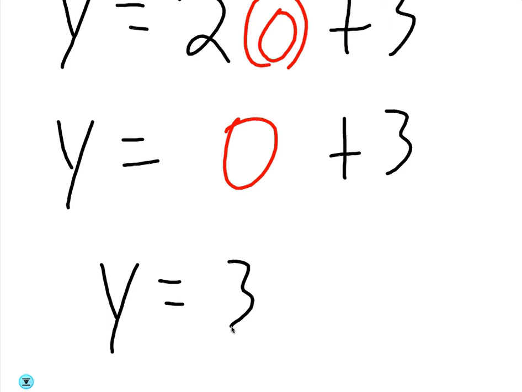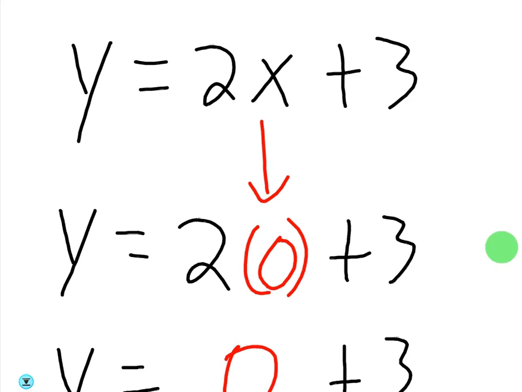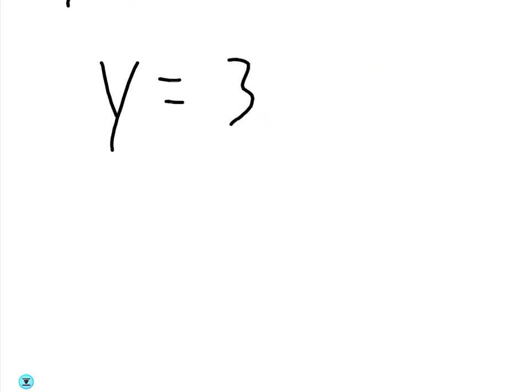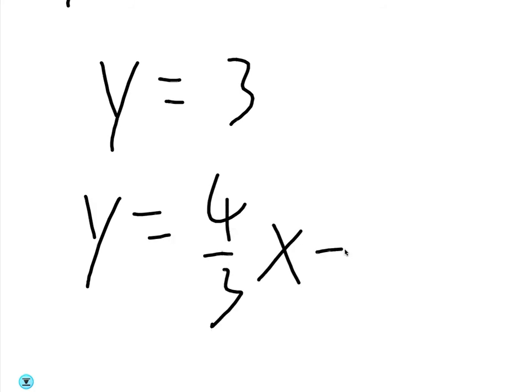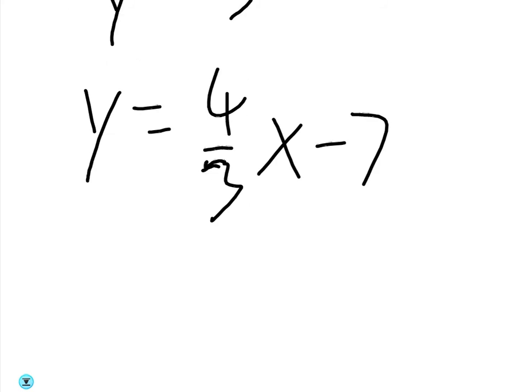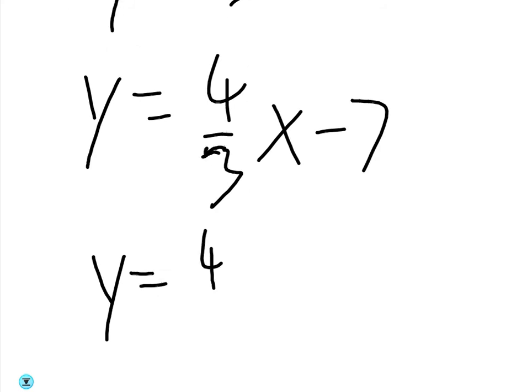Now notice what happened. What we got was this number at the end. Why? Because this whole term became 0. Let's try another one. Let's say you had y equals 4/3 x minus 7. He knows it's y equals -7 because when we plug in 0 for x again, that 4/3 won't make a difference.